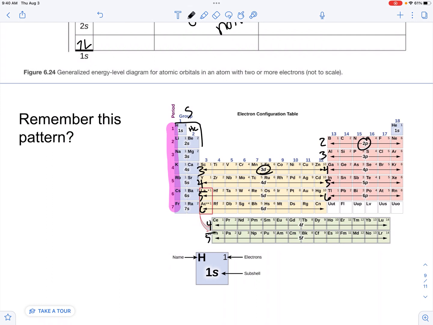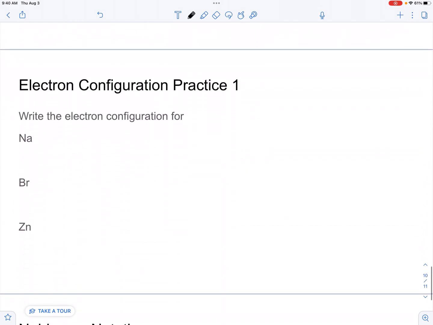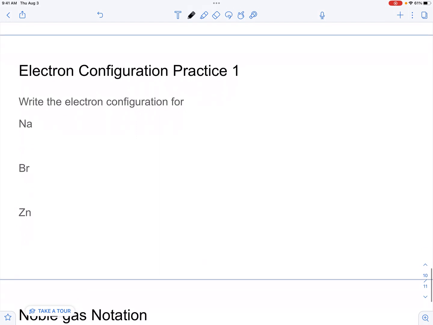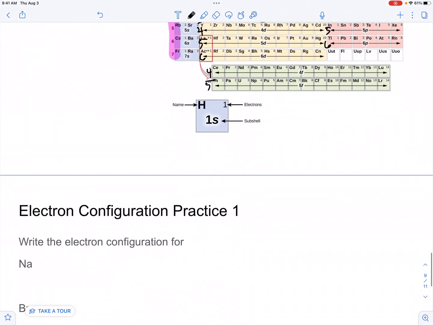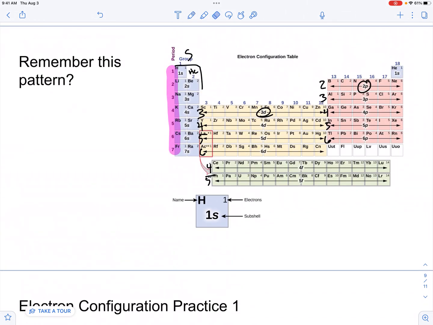If you want to write this on a periodic table, you need to be able to look at a periodic table and write the electron configuration, but hopefully it comes back to you pretty quickly. Okay, so just do a little bit of practice. Write the electron configuration for sodium, bromine, and zinc. Let's start with sodium, although sodium was one we already did, but that's okay.